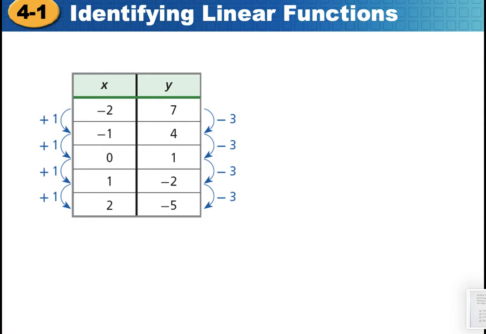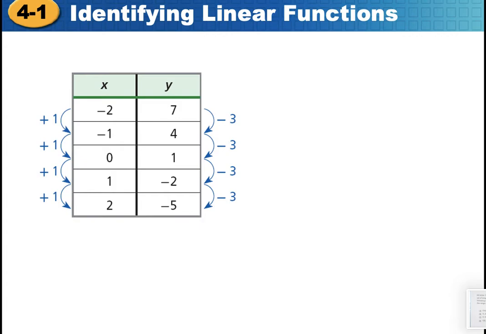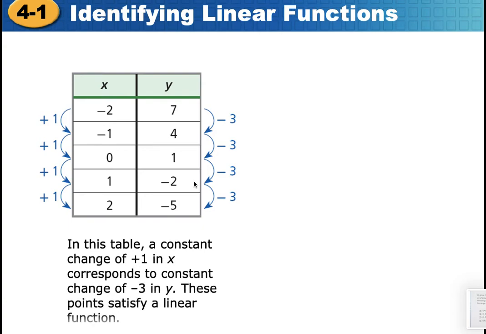Before we get to equations, we're going to talk about the way that you can tell if it's a linear function by looking at a table. Sorry, I shouldn't have jumped that line. You can sometimes identify a linear function by looking at a table or a list of ordered pairs. In a linear function, a constant change in x corresponds to a constant change in y. That's what we saw in the do now table, right, with the different tables. So here's an example. The x's have a constant change of plus 1, and the y values have a constant change of negative 3. So this is a linear function.